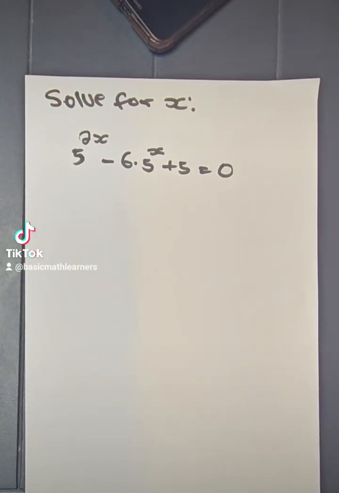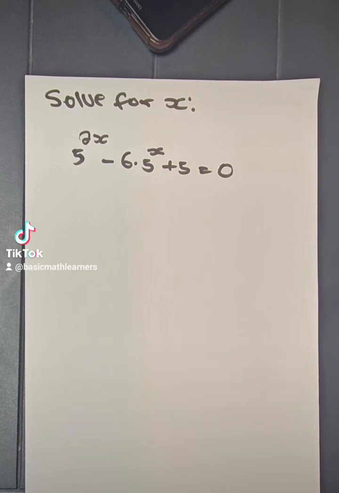Solve it for x, and we are given 5 to the power of 2x minus 6 times 5 to the power of x plus 5 equals 0. As we see here, we are given an equation which has got exponential exponent. So we will give this one a name, which is called exponential equation, because of that, x is in the exponent.